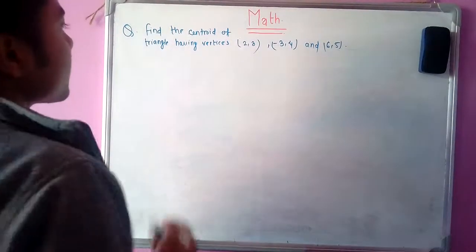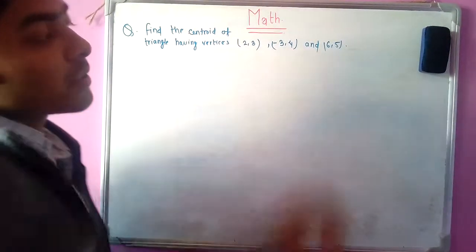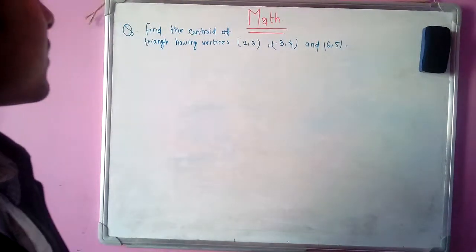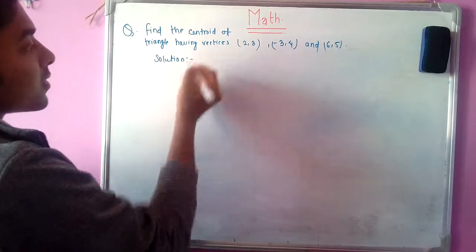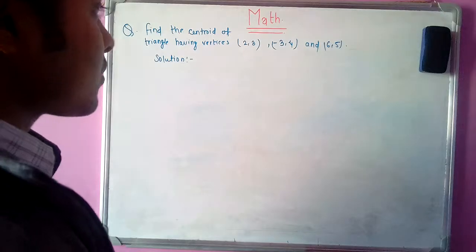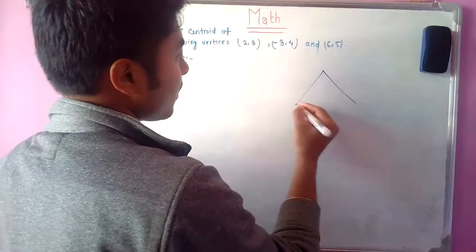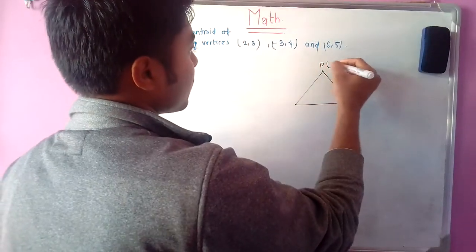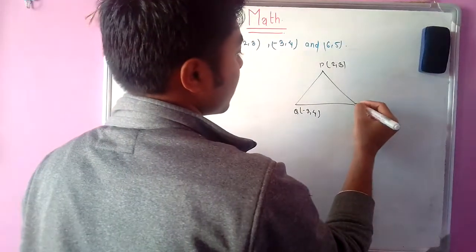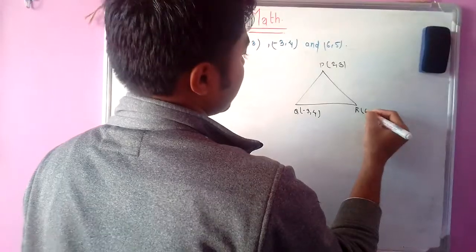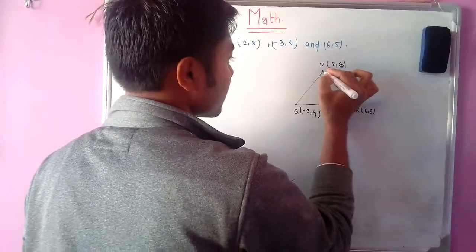At first we discuss a question. The given question is, find the centroid of the triangle having vertices (2, 3), (-3, 4) and (6, 5). These three are the vertices of a triangle. So at first we write the given. Let P (2, 3), Q (-3, 4) and R (6, 5) be the vertices. Let P, Q, R be the vertices.